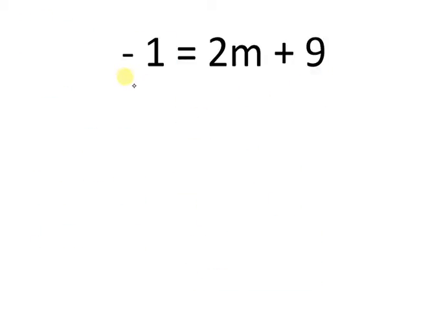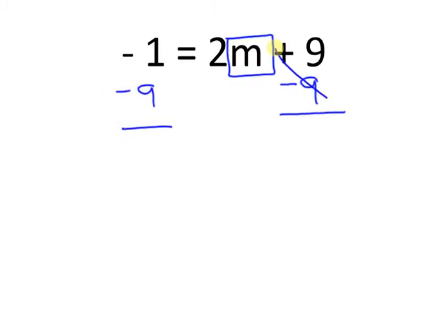All right, all I did here is I flipped it around so that it looks weird, but it's the same exact thing. Box your variable. We need to take care of our constant first. So we have minus 9 because it's a plus 9, and we're going to do minus 9 over here. So these guys cancel. We're left with 2m.